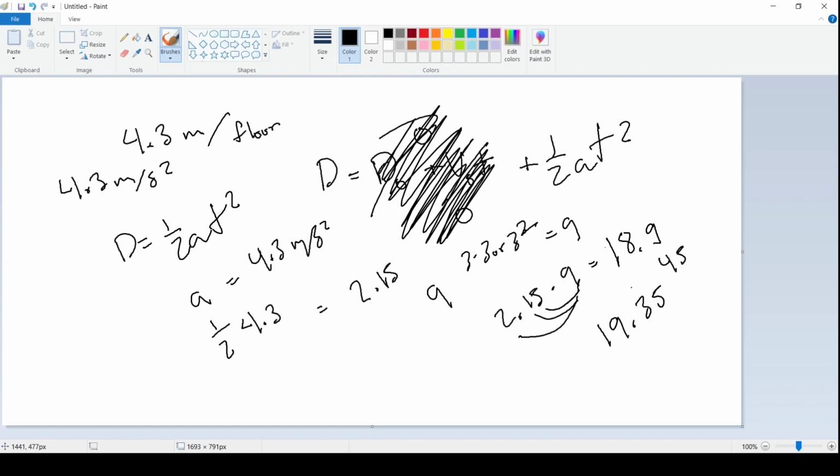So in reality, we have 19.35. Now let's take 19.35. 19.35 divided by 4.3. It's 4.5. The answer's not 4.5. It's like 9 or something. Where are we getting these numbers? You know what? You know, fine.